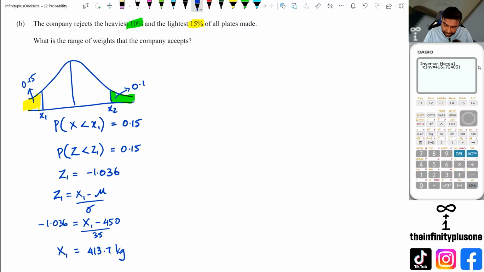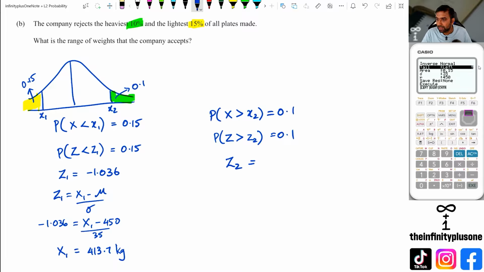And I'm going to pretty much repeat the same step here. So probability of x greater than x2 equals 0.1. Then probability of z greater than z2 is equal to 0.1. z2 is equal to, I'm going to go back here. I'm going to change this to right tail now. Put that as 0.1, 1 standard deviation, and 0 as the mean. And that's going to give me z2 as 1.281.